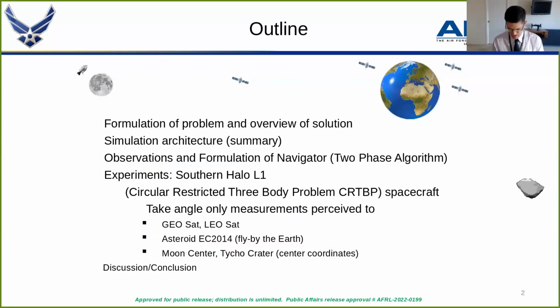So the outline is, we're going to formulate the problem. We're going to discuss the overview of the simulation architecture, and talk about the observations and formulation of the navigator. It's a two-phase algorithm. Then I'll talk about the experiments. It's about one southern halo, about the L1 Lagrange point. This is performed in the circular restricted three-body problem. Then I take objects: a geosat, a LEO satellite, an asteroid, and then a target for the moon center, Tycho Crater. And at the end, we'll do discussion and conclusion.